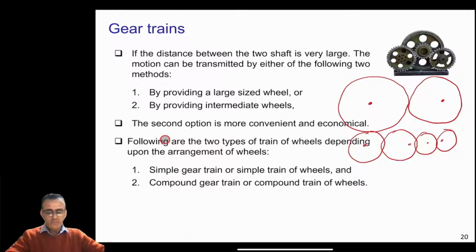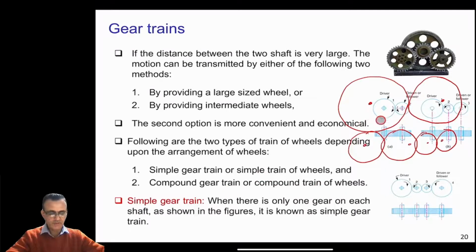Now, there are two types of train of wheels, depending upon the arrangement of wheels. So we can have a simple gear train, or simple train of wheels, and compound gear trains, or compound train of wheels, as you can see in these figures. So this is the simple gear train here.